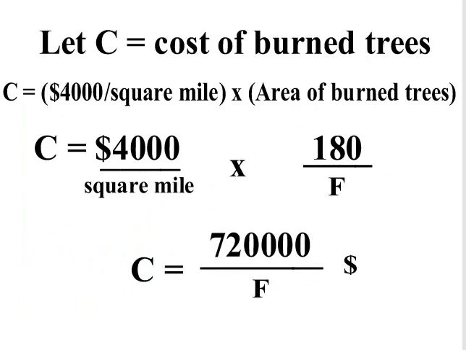A few more to figure out here. Let's let the capital letter C represent the total cost of the burned trees. So that's the cost of however many of the trees burned down. We know that the trees cost $4,000 per square mile, and we're going to multiply that times the number of square miles of the area of the burned trees. So again, it's $4,000 per square mile times the area of the burned trees. We have this already calculated: A we just calculated as 180 divided by F, and C was given, and so that comes out to be a grand cost of $720,000 divided by the number of firefighters.